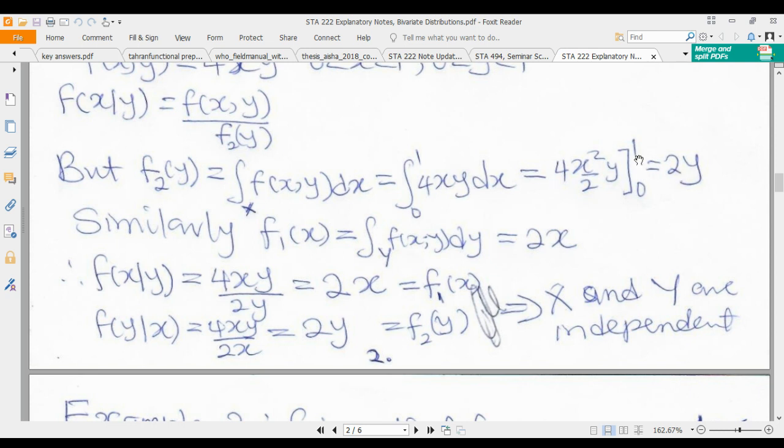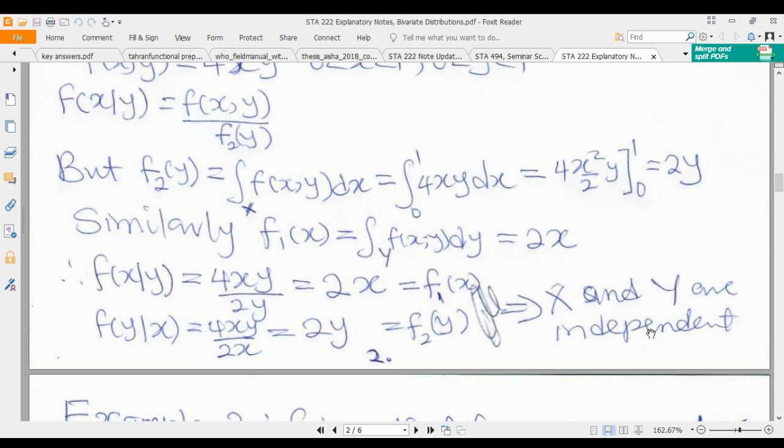When you integrate it and evaluate at x equals 0 and x equals 1, you have 2y as the marginal density of y. That is, f2 of y is equal to 2y. Similarly, because they are symmetric, f1 of x, when you integrate over the range of y, will also give you 2x. Therefore, f of x given y is just the joint 4xy over 2y, which gives us 2x. And you can see that this 2x is the same thing as f1 of x. Likewise, f of y given x will also give us 2y, which is the same thing as f2 of y, which implies that x and y are independent.